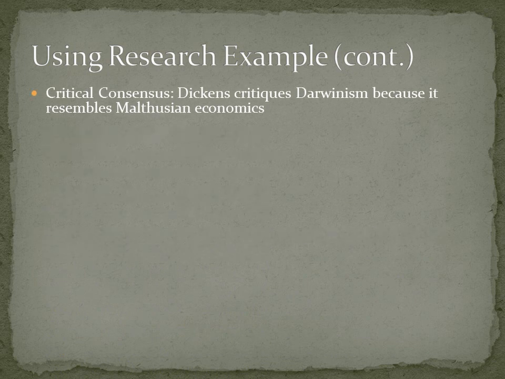So here's the example of, now that I've done the research, how do I take my very mundane thesis statement and make it a much better thesis statement? The critical consensus is the term I use to describe what all the critics say about the thing. So Dickens critiques Darwin because it resembles Malthusian economics. Dickens is anti-Darwin because of the similarities between Darwin and Malthus. That's what all these other writers think about Dickens and Darwin.